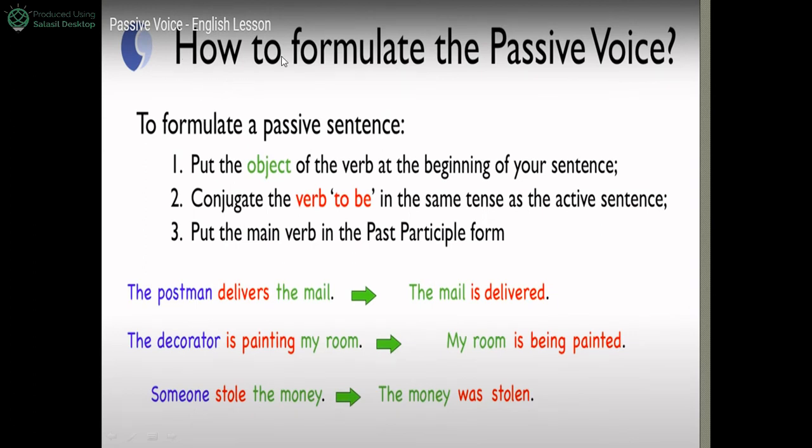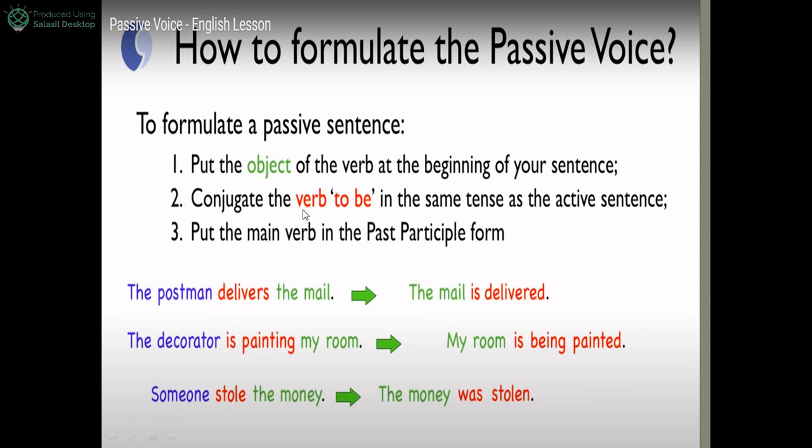Now, how to formulate the passive voice? Here we have 3 important steps to change the active sentences into passive. The first point: put the object of the verb at the beginning of the sentence. Point 2, conjugate the verb to be in the same tense as the active sentence.